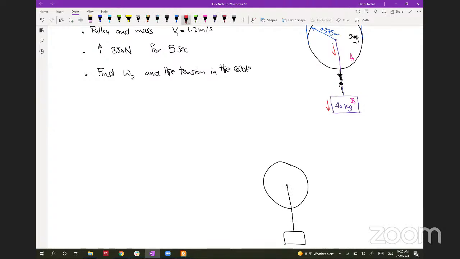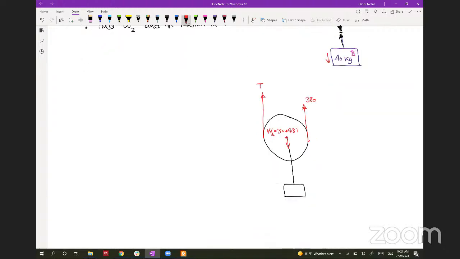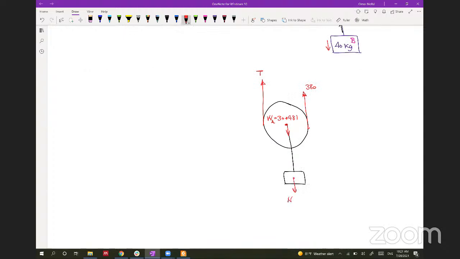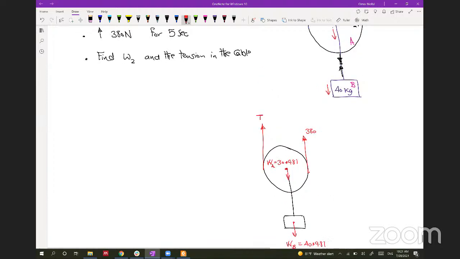Let's see what we have in terms of forces. We will have tension in this cable, and we have a force of 380 Newton, and we have the weight of the pulley, which will be 30 multiplied by 9.81, weight A, and we have another weight down here, weight B, and this will be equal to 40 multiplied by 9.81. So these are all the forces that we have. Let's see the velocities.